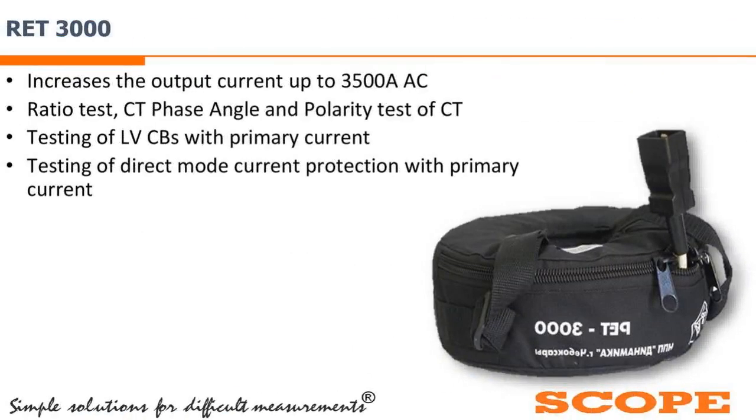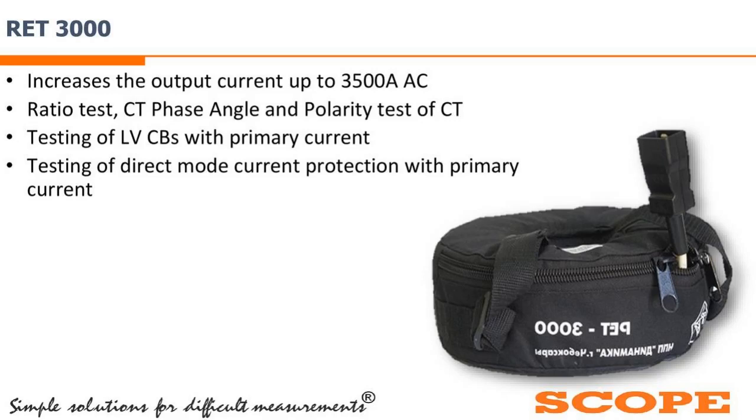So we have the RAT 3000 accessory, which will increase the output current up to 3500 ampere AC, that will be required for the various testings of current transformers.